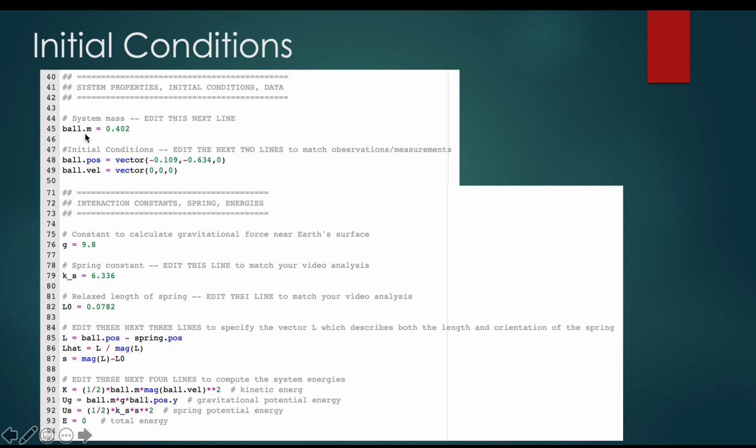So the mass of the ball was given to be 0.402 kilograms, and the position of the ball was derived from the Tracker data. The initial velocity was just 0, and the spring constant was derived from the period of the Tracker data. So using the period, we were able to derive the spring constant. And then as well, the L naught was also given to us in the problem statement from the Tracker data.